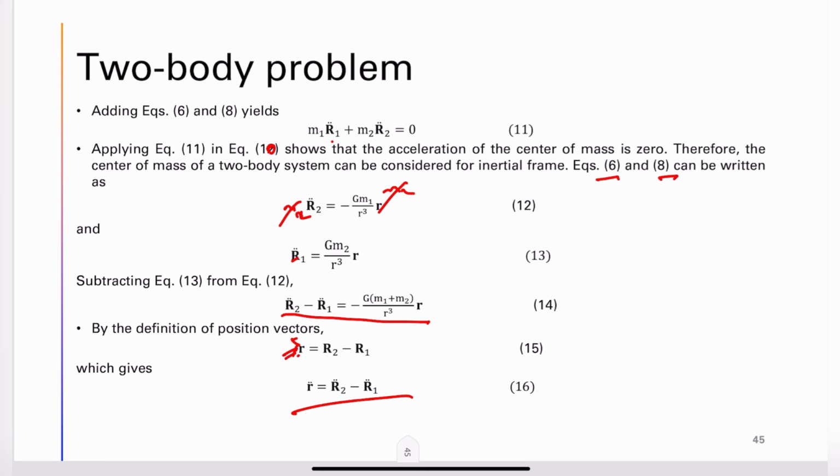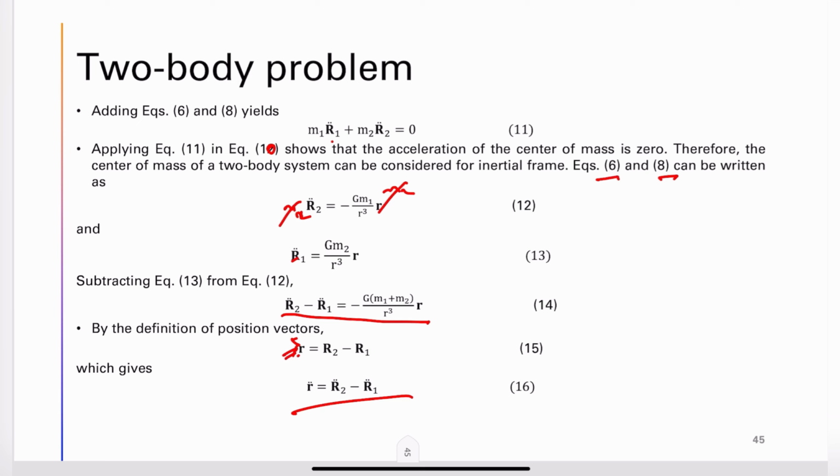Okay, now the center of mass of a two body system can be considered as an inertial frame, because mass 1 into its acceleration plus mass 2 into its acceleration is equal to 0. Now equation 6 and 8 can also be written in the form where here we had m1 m2, here we had m2, that is getting cancelled out with each other.